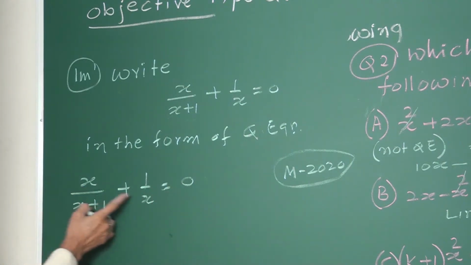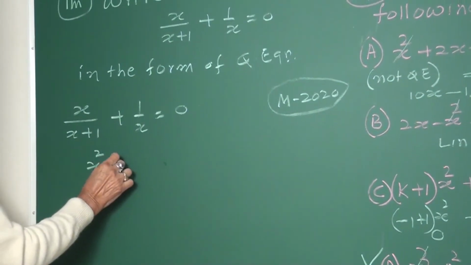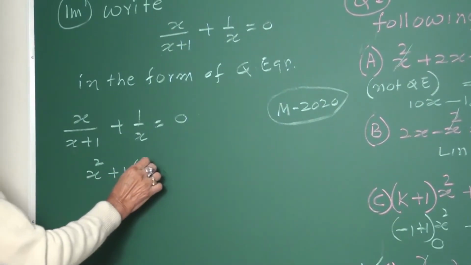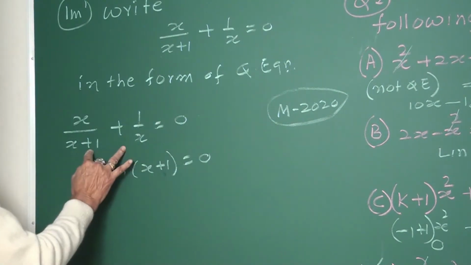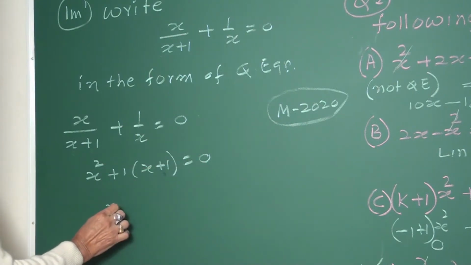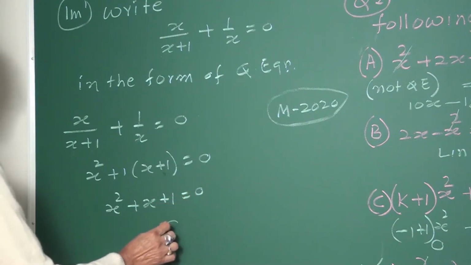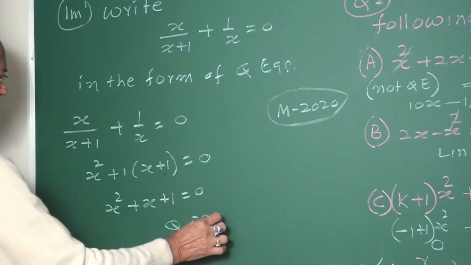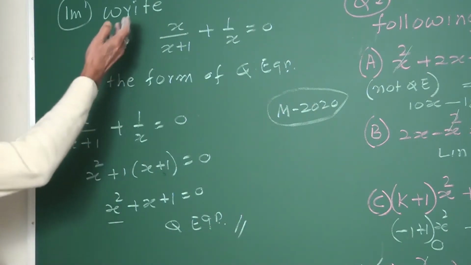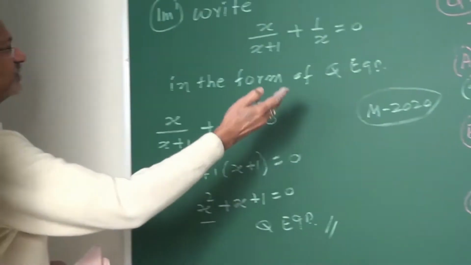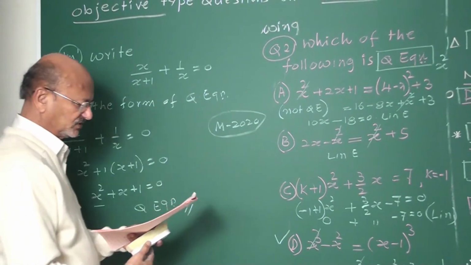Multiply both sides to do the cross multiplication. x into x is x squared plus 1 into x plus 1. If you bring it down to the RHS, it is 0. So what is it, my friend? x squared plus x plus 1 equal to 0. It is a quadratic equation. Why? Power of x is 2. Like this, my friends, either in the form of objective or in the form of 1 mark questions, they give such examples.